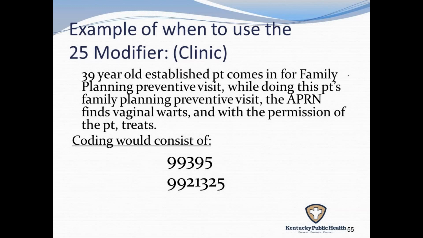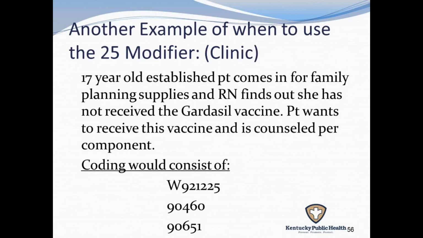Now, let me give you another example. Another example of when to use the 25 modifier in clinic is this. A 17-year-old established patient comes in for family planning supplies, and the RN finds out she has not received the Gardasil vaccine, or whatever it is called now. I think it's the HPV9 maybe. The patient wants to receive this vaccine and is counseled per component.